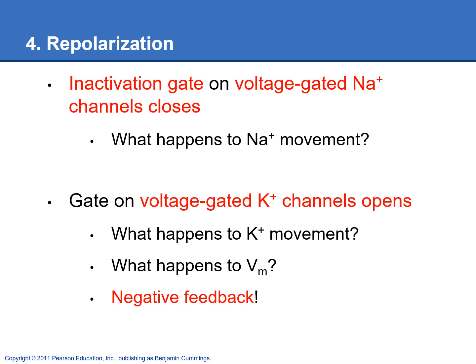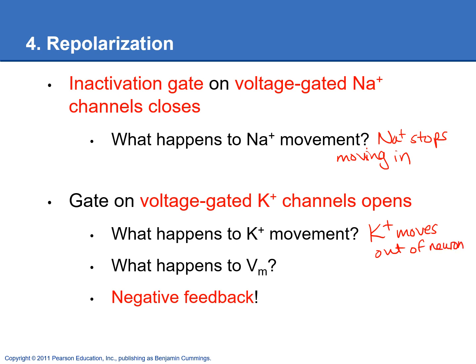Okay, and then at the top of the depolarization phase, you get the inactivation gate on the voltage-gated sodium channels that closes. And so sodium stops moving into the cell. So that'll stop the depolarization phase. And then the voltage-gated potassium channel is going to open. And so potassium, remember, moves out of the neuron.